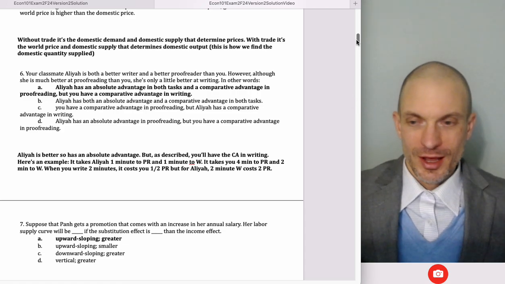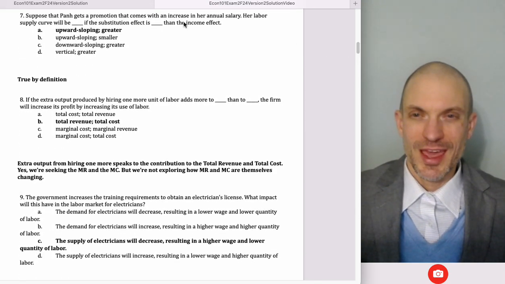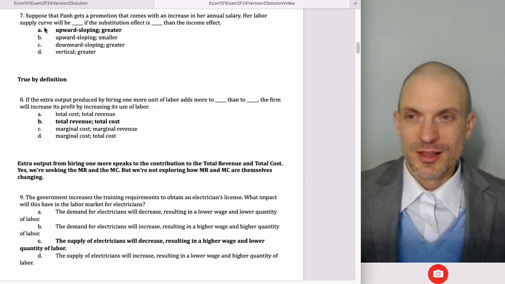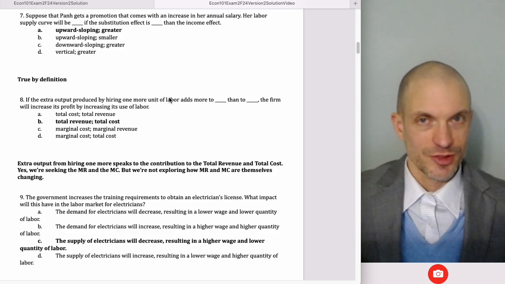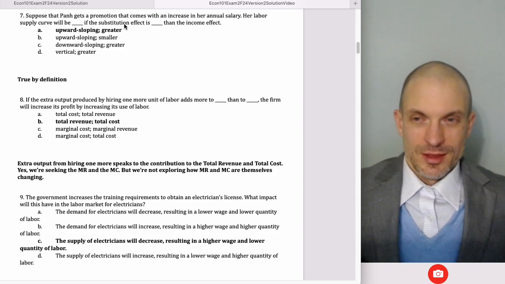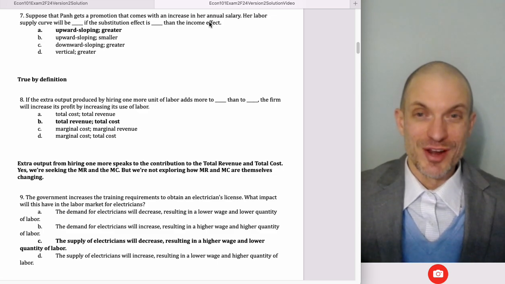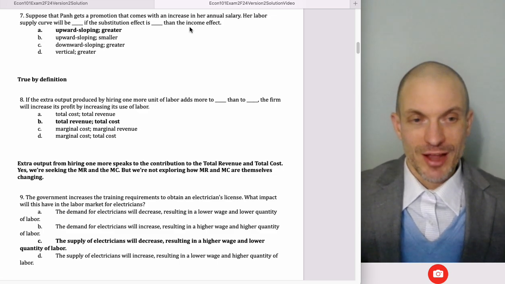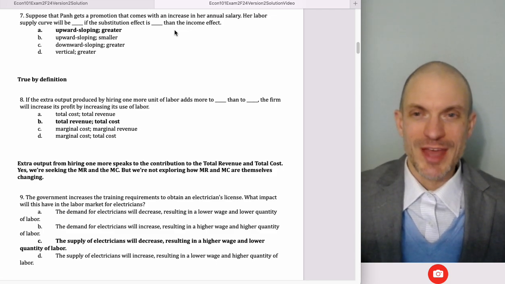Okay, so 7. Suppose we get a promotion, which comes with an increase in annual salary. Labor supply curve will be blank. If the substitution effect is blank, then the income effect. So if the substitution effect is dominant, then the labor supply curve just looks like an ordinary supply curve. It's just upward sloping. I said, if the substitution effect is dominant, meaning the substitution effect is greater than the income effect. If the income effect was greater, then the labor supply curve looks like a demand curve. It's going to be downward sloping.